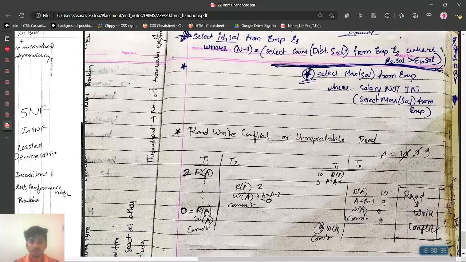Now, read-write conflict or unrepeatable read. Read-write is the main conflict which is present. Read-write, write-read. Read is not a conflict. Read can be acceptable, but read-write is not acceptable.